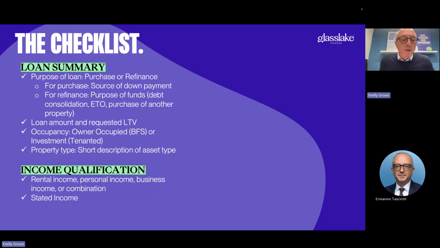And then you're going to describe the income qualifications that we're going to use. So when you're looking at the triangle, we're looking at cash flow. Well, what's the source of income? Tell us. It's going to be rental income or personal income or business income or a combination. Like I said, with us, we can do a combination. Or, again, with us, we could do stated income in some cases.